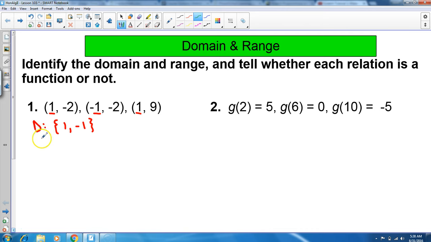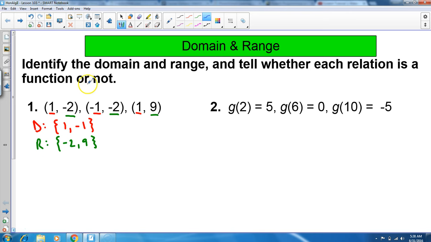My range is the set of outputs or the set of second entries. So I can look up here and see I've got a negative 2, a negative 2, and a 9. Again, don't list things twice. There's my range, negative 2, 9. That's my set. That's a set of outputs.